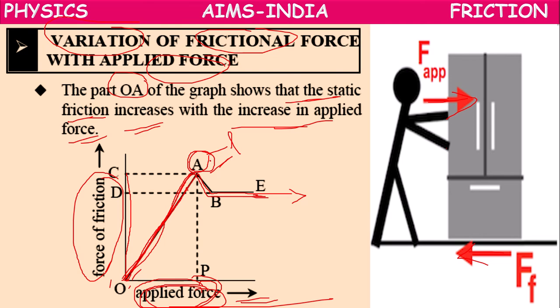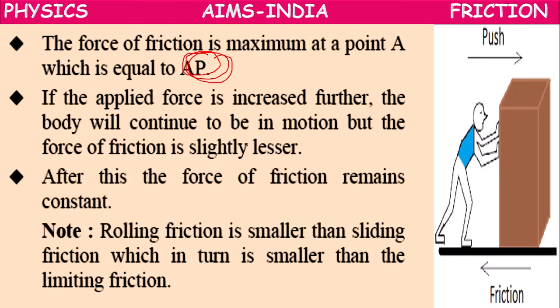At A we have reached the maximum static frictional force, or limiting frictional force, where the body is ready to move. This refrigerator is ready to move at one force, and that maximum static frictional force is represented by A. This frictional force value, if we draw a line perpendicular to the applied force, this AP will give the maximum static frictional force.